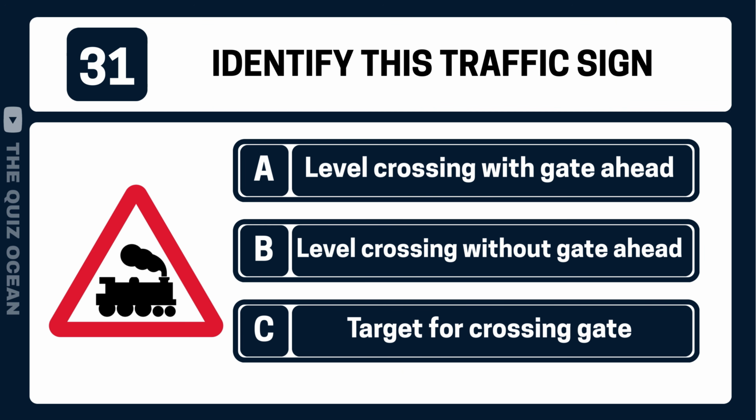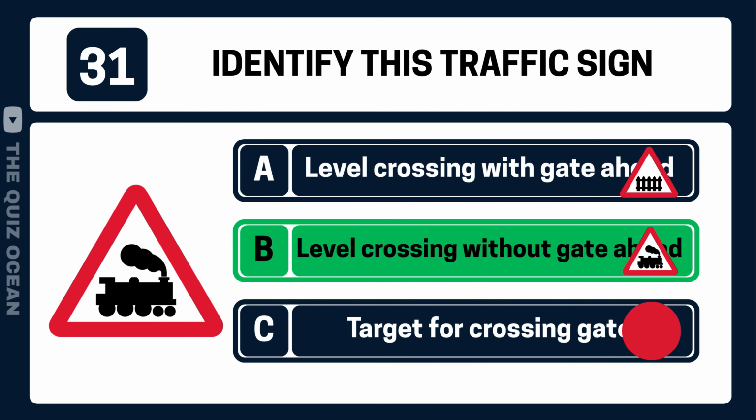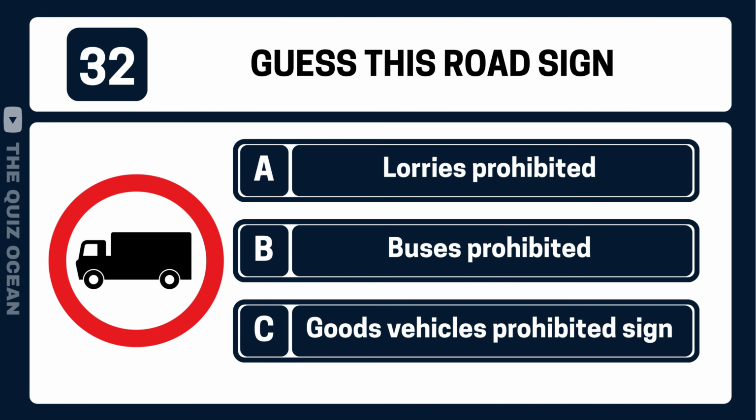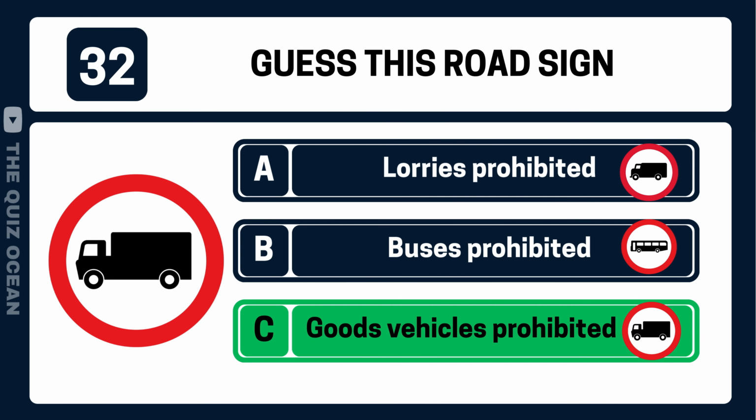Identify this traffic sign. Excellent. This is a level crossing without a gate ahead sign. Guess this road sign. You got it. This sign prohibits goods vehicles from using this road.